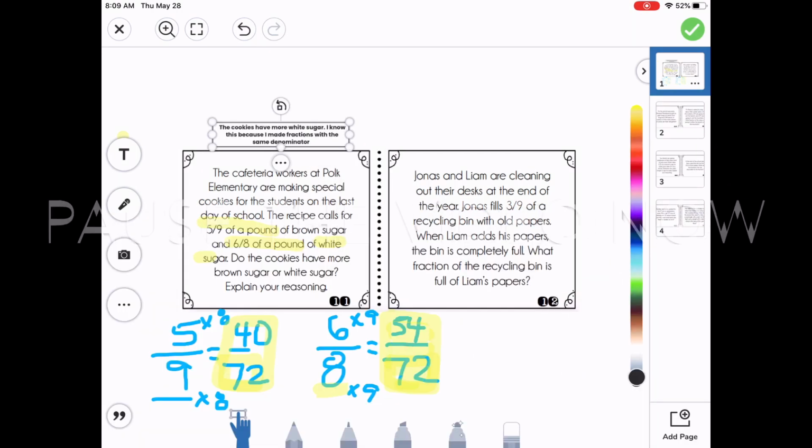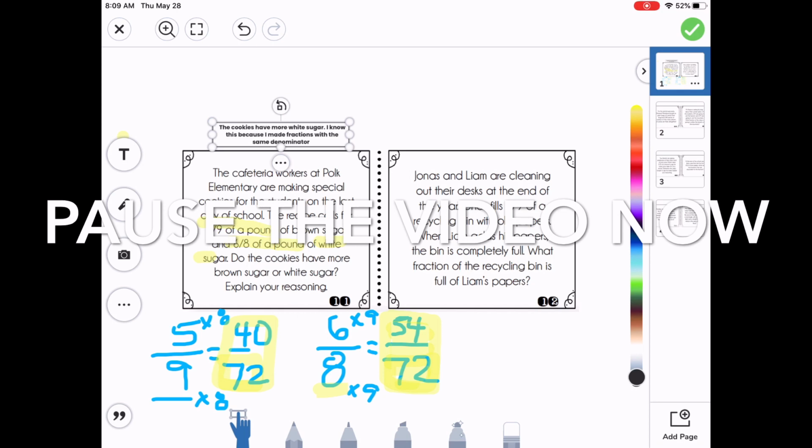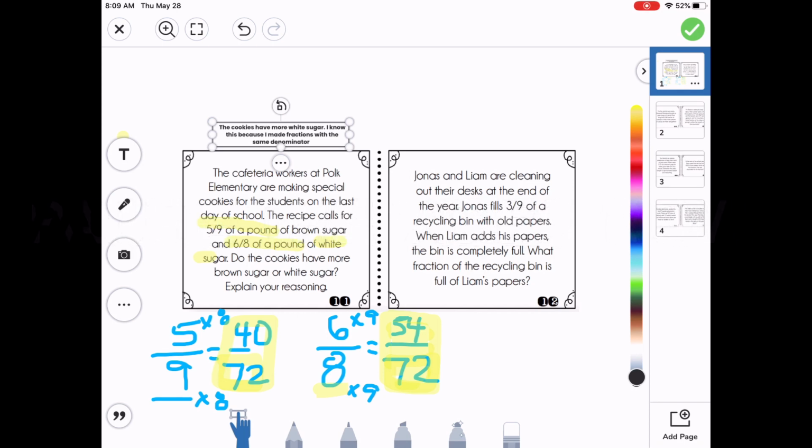All right, this would be a great place to pause the video, try the rest of these problems on your own, and then come on back and check your answers when you're done.